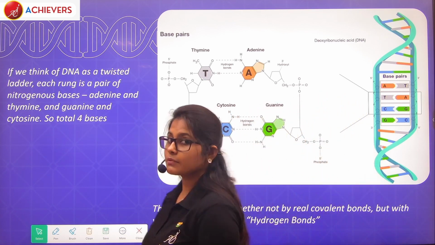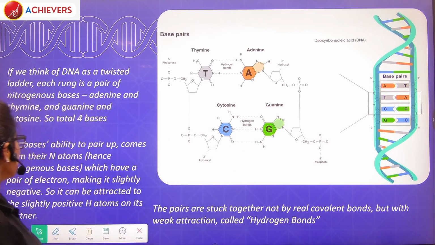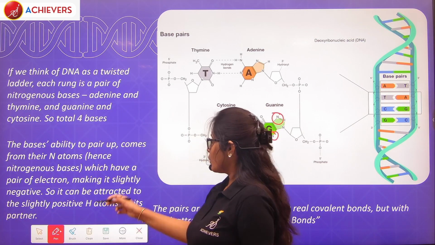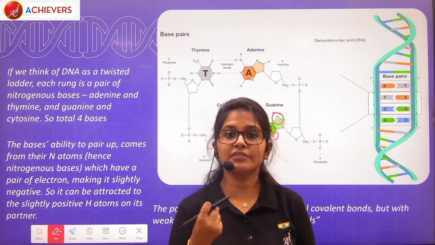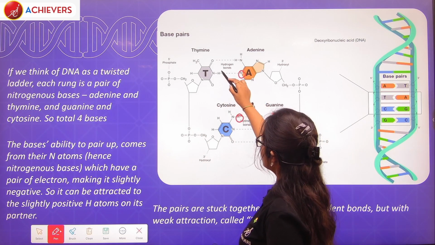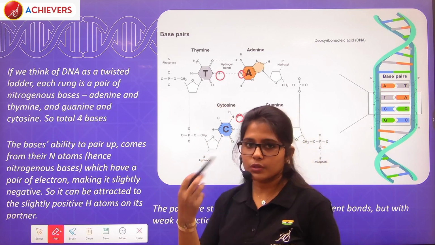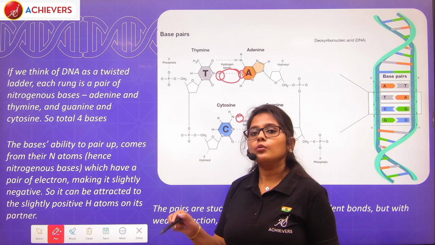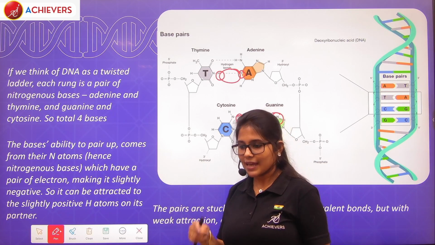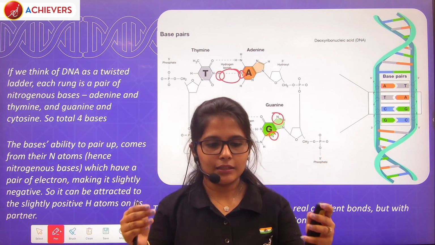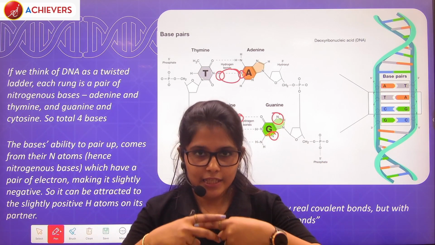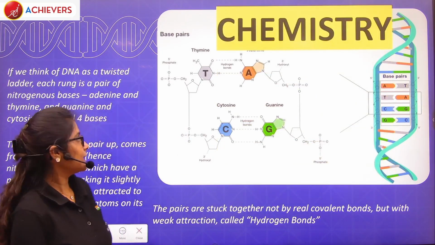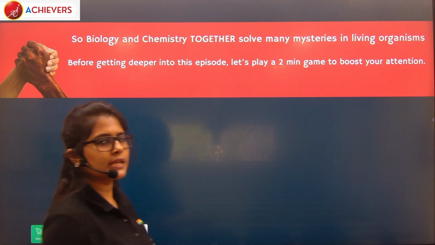This particular statement is given by the understanding of chemistry. How? Well, the bases' ability to pair up comes from the nitrogen atoms. ये जो bases होते हैं ना, इसमें nitrogens होते हैं, which have what? A pair of electrons, which gives it a slightly negative character. There's a nitrogen in adenine and there's a hydrogen in thymine, that is its partner. And this hydrogen, we know, is slightly positive in character, and the slightly negative and slightly positive want to create a bond, but it's not a real covalent bond. It's a weak attraction, and that is our hydrogen bond. And that's how the pairing up of the nitrogenous base pairs of DNA is explained by chemistry. So, in other words, biology and chemistry work hand in hand. Together they solve many mysteries in living organisms.